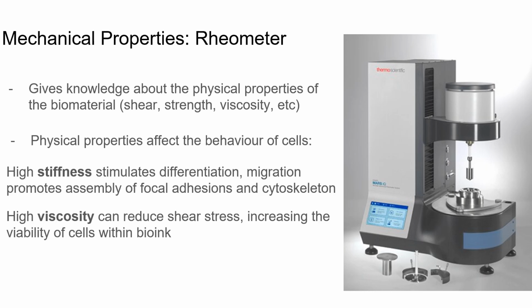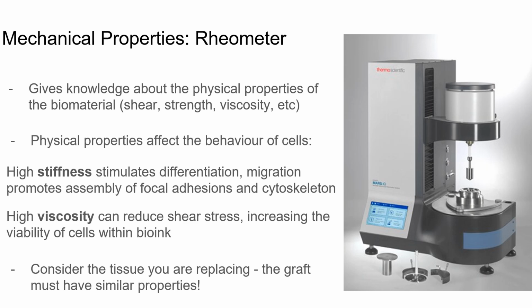High stiffness stimulates cellular migration and differentiation, helps create junctions and assemble the cytoskeleton. High viscosity helps reduce shear stress on the cells during printing, increasing the cell's survival rate. However, the mechanical properties of the graft must be similar to the natural environment for successful integration.